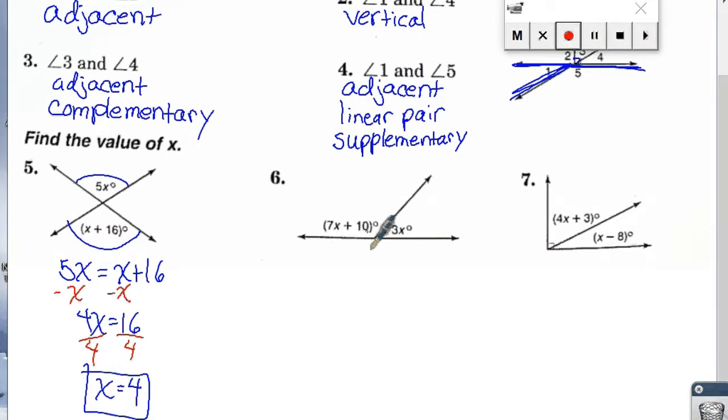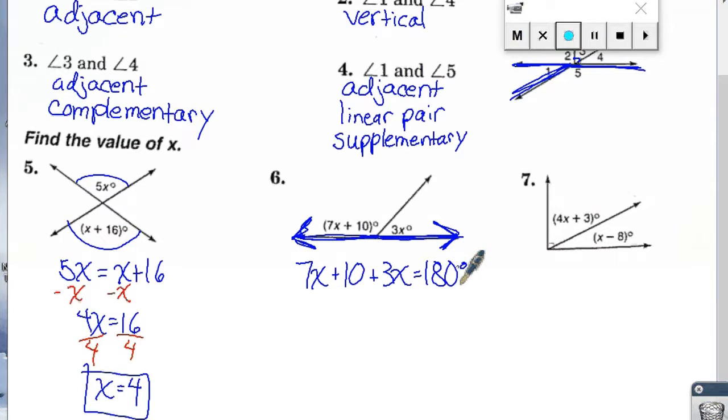Okay, I see these two angles here. Now guys, this side and this side are very clearly opposite rays. We can assume that a line is a line if it looks like a line on the diagram. So these are opposite rays, which makes these two angles a linear pair. Linear pairs are always supplementary. So that means that 7x plus 10 plus 3x has to equal 180 degrees.